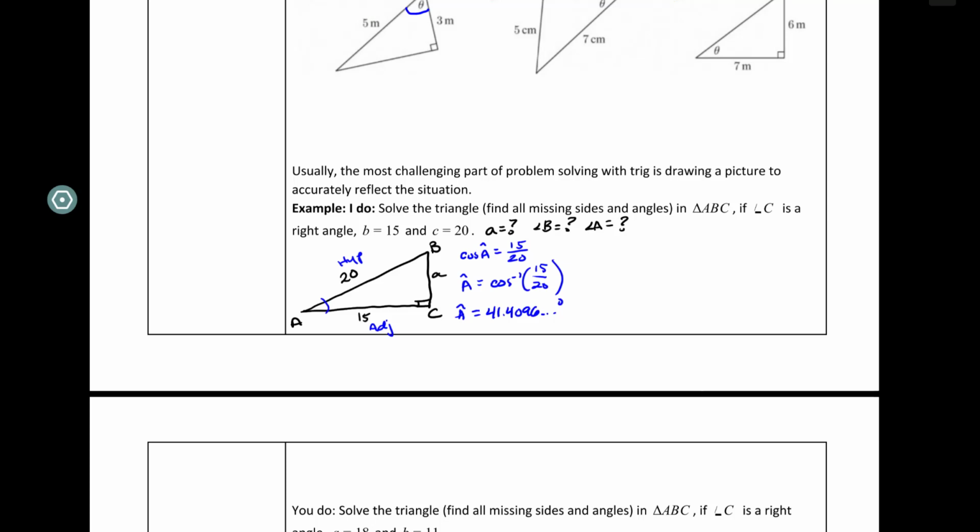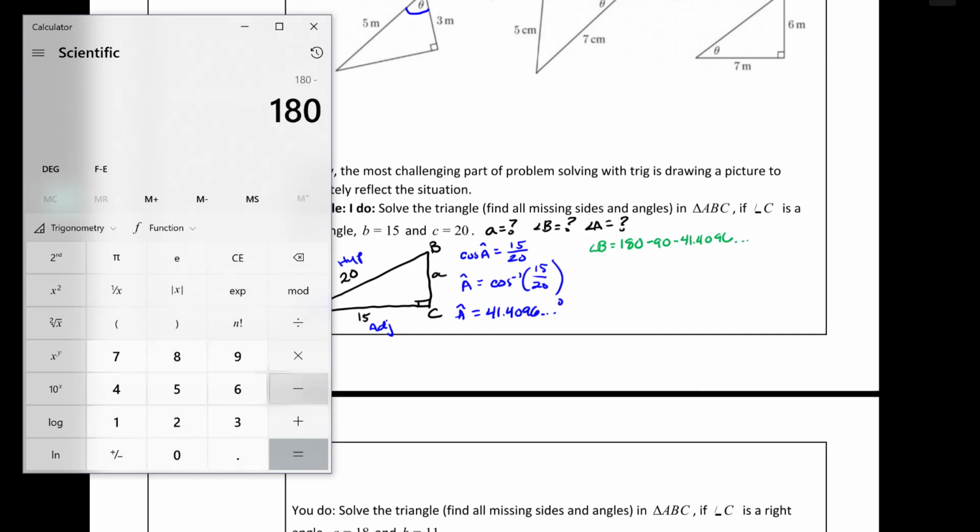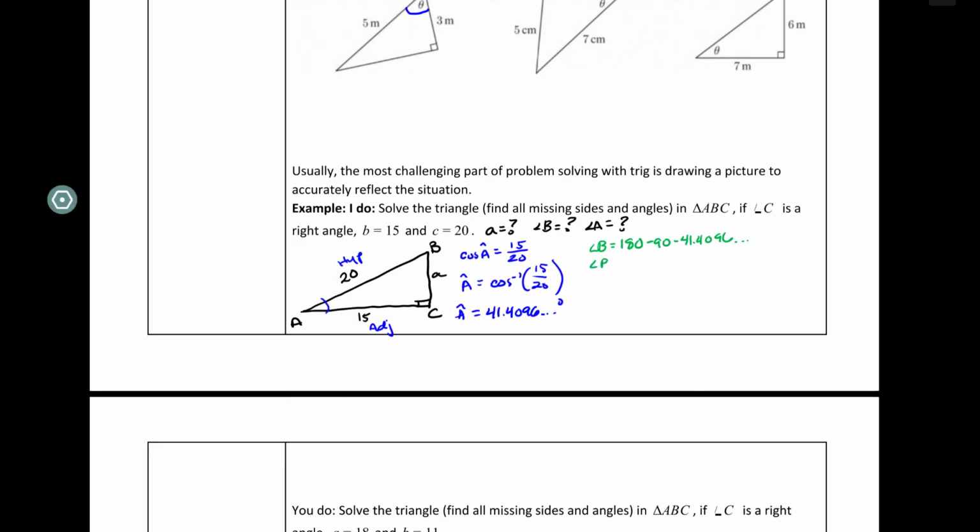Now, once I have that, I can find angle B really easily by using the triangle sum theorem. And we can say that angle B is going to equal 180 degrees minus the right angle, 90, minus 41.4096, so on and so forth. And that's going to give us a good approximation for angle B. So let's go ahead and do that. We have 180 minus 90 minus 41.4096, so on and so forth. And that gives us approximately 48.5904. So angle B is 48.5904, so on and so forth. And now I've got my two angles.